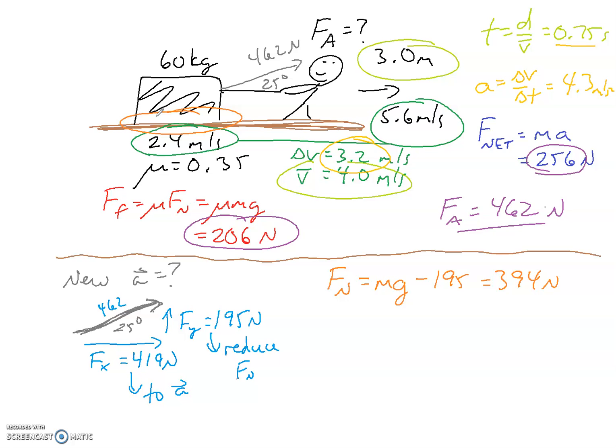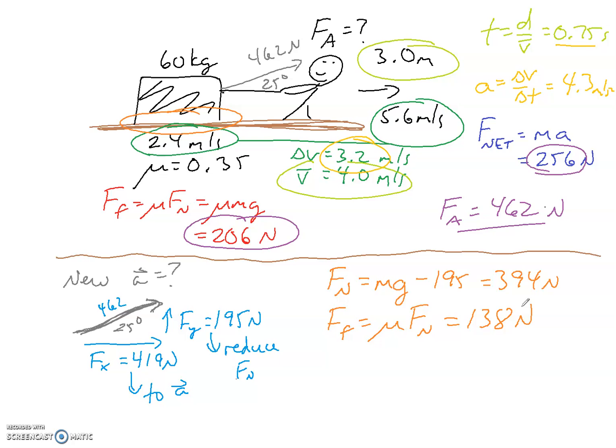Now that I have my new normal force, I can calculate my new friction. So same coefficient of friction, μFn. The coefficient of friction was 0.35. Fn is now 394. So if I multiply those two together, I get a friction of around 138. Before, my friction was 206. Now my friction is only 138 because he's pulling up on the box a little bit, reducing normal force, which in turn reduces friction. This is often why we try to pull up a little bit when moving something heavy, to take care of some of that friction.